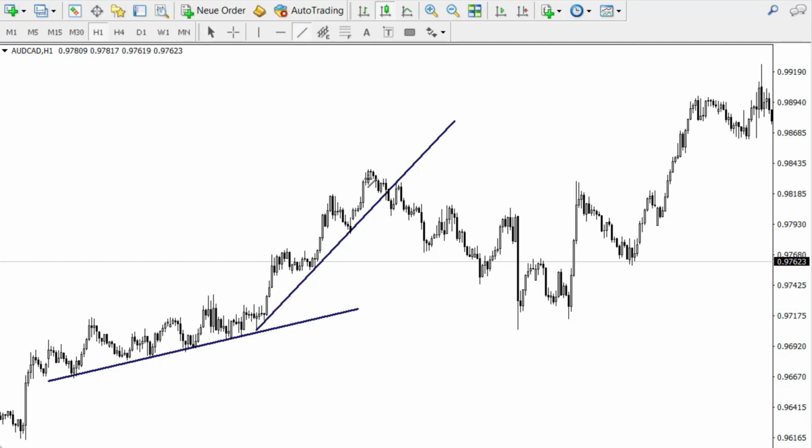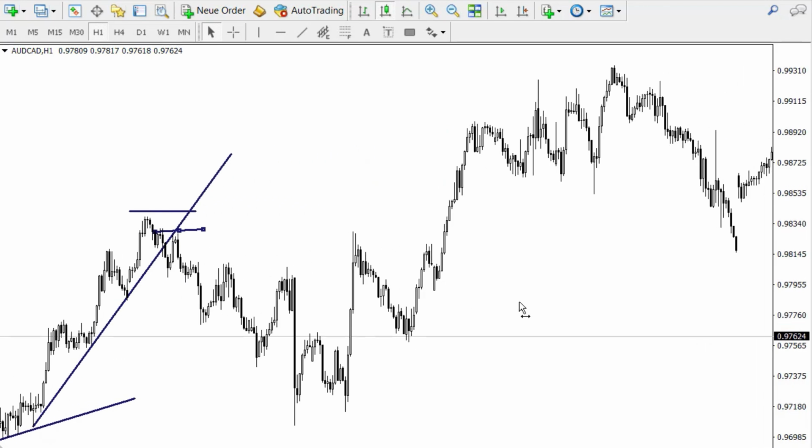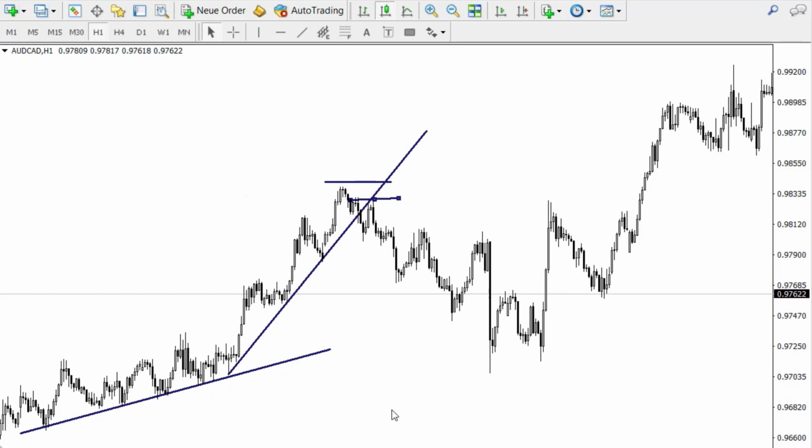You can see that even before the trend line breaks, or with the break of a trend line, the swing highs and the lows are already shifting. So this is a very interesting confluence when we take highs and lows together with the trend lines.